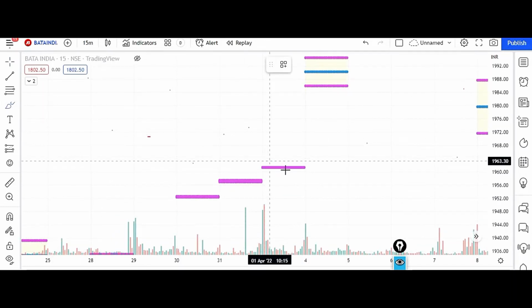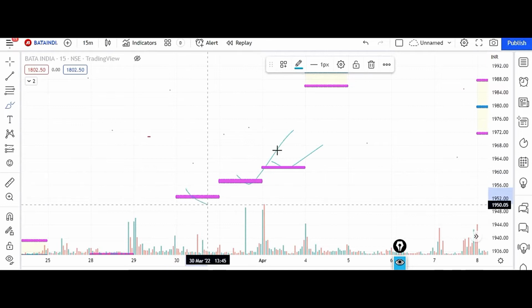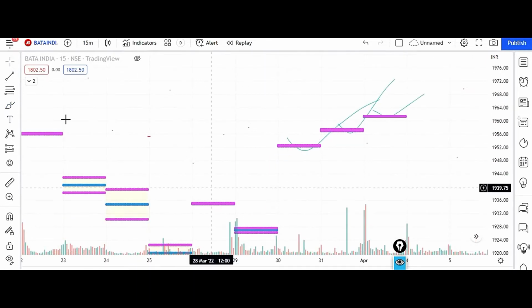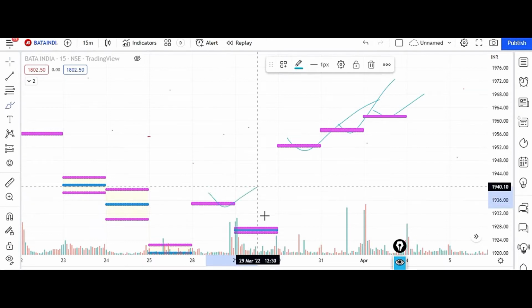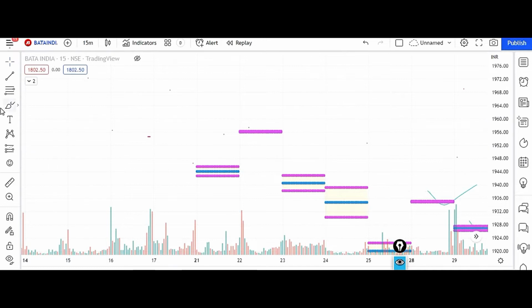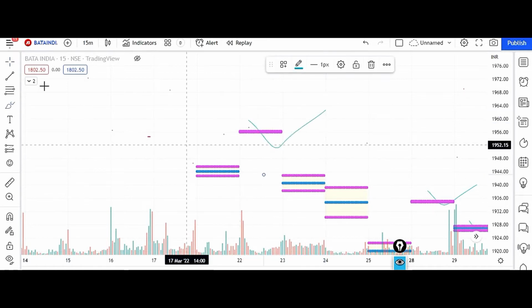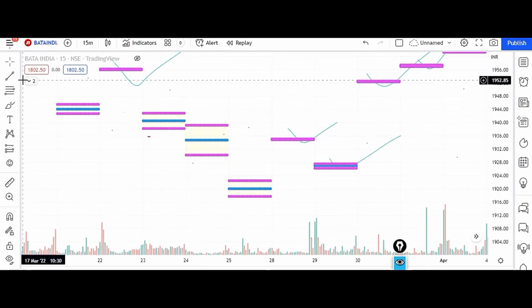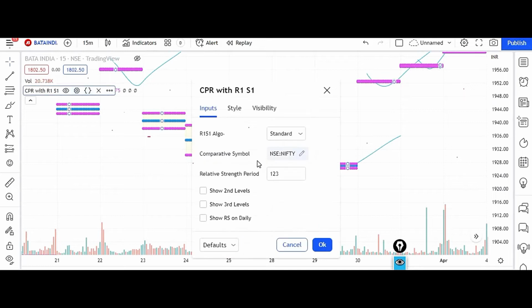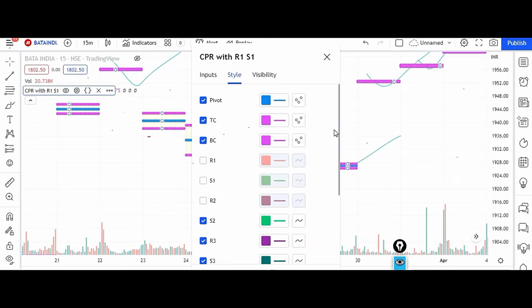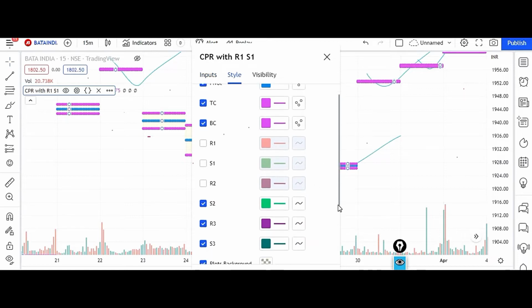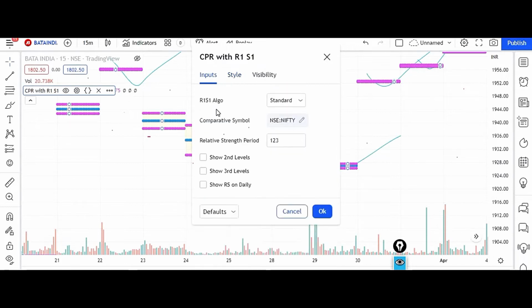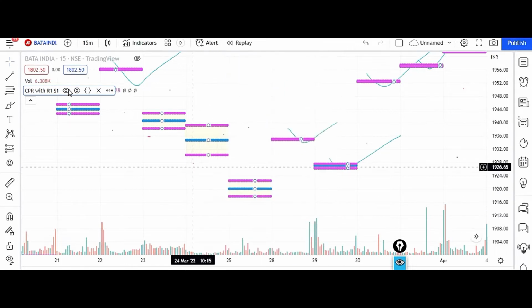You see consecutive 3 NCPRs. This is also another NCPR. This is also another NCPR. This is also another NCPR. Okay, those are the NCPRs. We can figure it out.